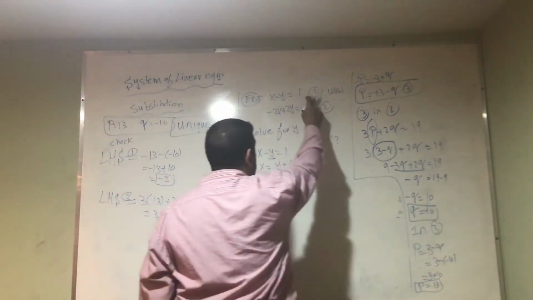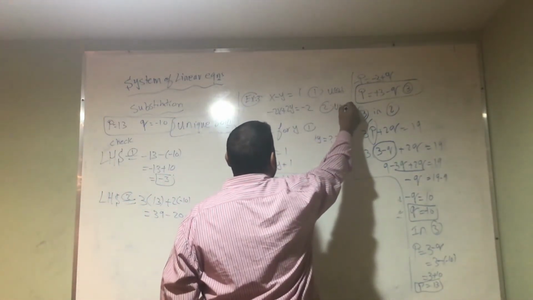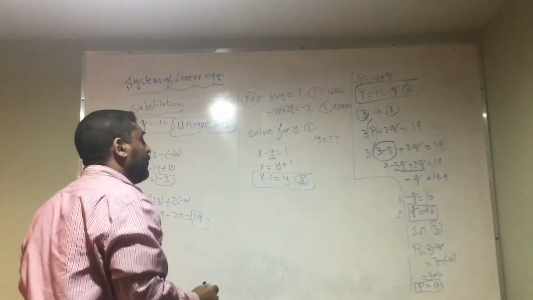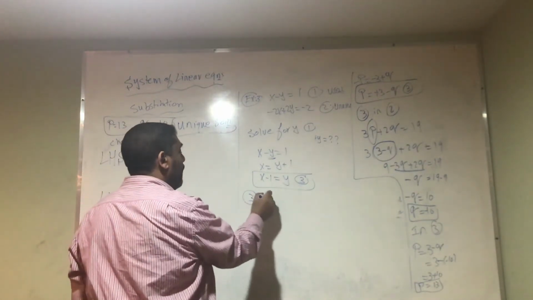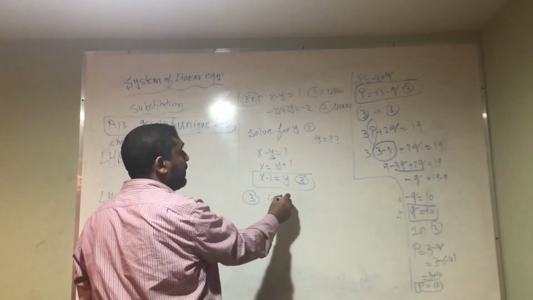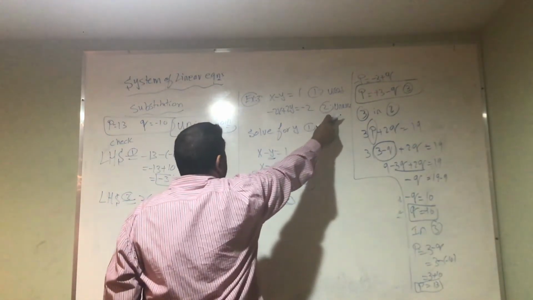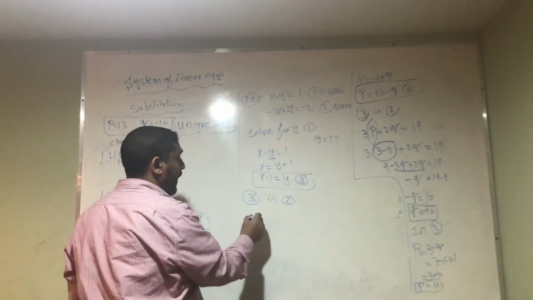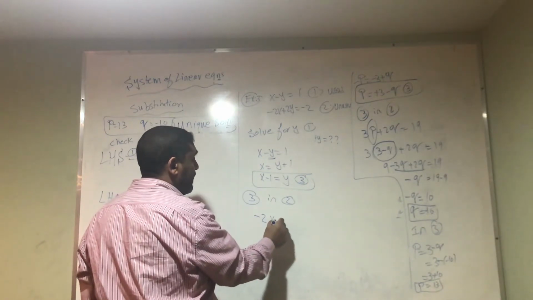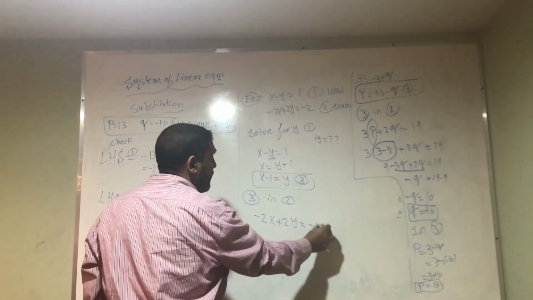You have two equations, one used and one unused. So I'm going to put equation number 3 in equation 2, the one you haven't used. So what do you have in equation 2? Minus 2x plus 2y equal minus 2.